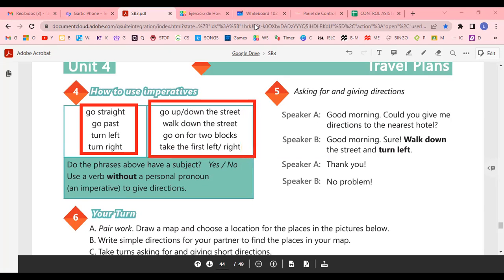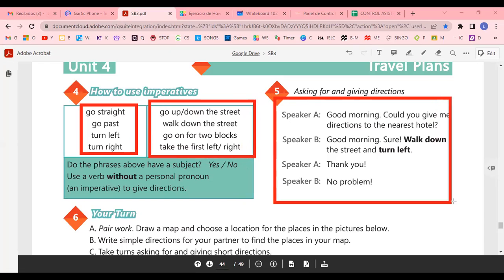Aquí tenemos otros imperatives. Let's go, please. Blanca. Go up down the street, walk down the street, go on for two blocks, take the first left, right. Exactly, miss. Thank you. And here we have a little bit of a conversation, okay?